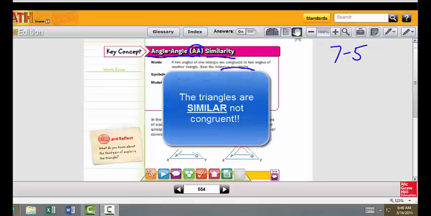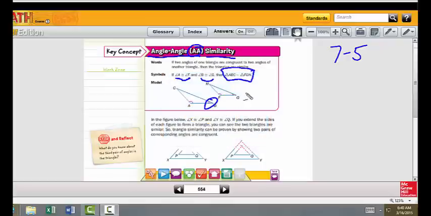And of course we're looking at the triangles down here because we have B and G congruent and F and A congruent. Another way to look at this is down below here, where it says in the figure below we have X and P are congruent and Q and Y are congruent. If you were to extend the sides of each figure to form a triangle, you can see that the two triangles are similar. So triangle similarity can be proven by showing just two pairs of corresponding angles are congruent. We have similar triangles.